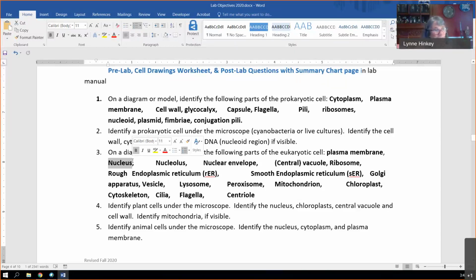They're made of nucleic acids wrapped around proteins, all that chromatin. They're housed in the nucleus.